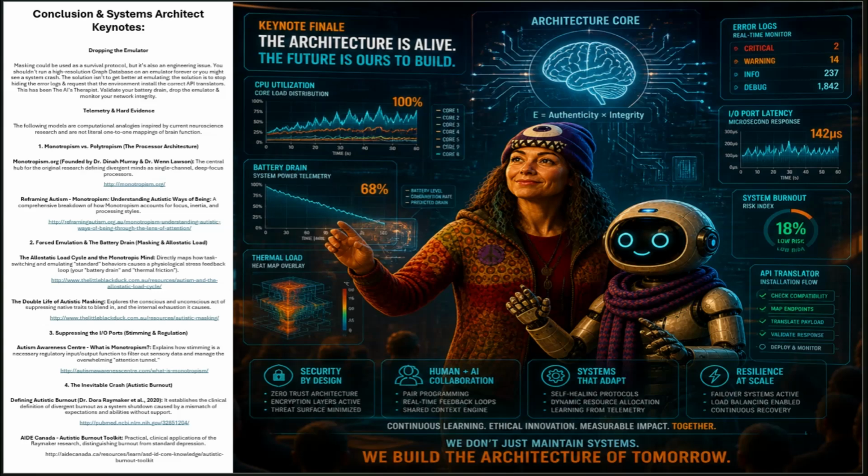Telemetry and hard evidence. The following models are computational analogies inspired by current neuroscience research and are not literal one-to-one mappings of brain function. 1. Monotropism vs. Politropism. The processor architecture. Monotropism. Org founded by Dr. Dinah Murray and Dr. Wenn Lawson, the central hub for the original research defining divergent minds as single-channel, deep-focus processors.